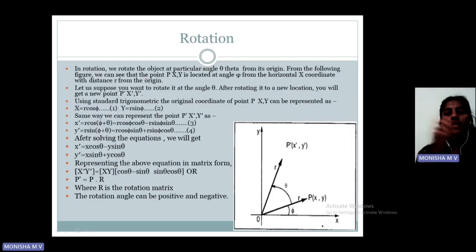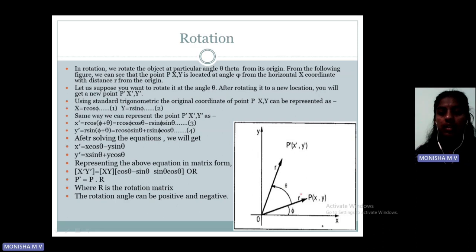Rotation will rotate the point by an angle theta from its origin. In the same way, in a 2D transformation, we rotate objects from the original position by some angle to get a transformation. In a rotation, we rotate the object at a particular angle theta from its origin. From the following figure, we can see that point P(x, y) is located at an angle phi from the horizontal x coordinate, with a distance of r from the origin.